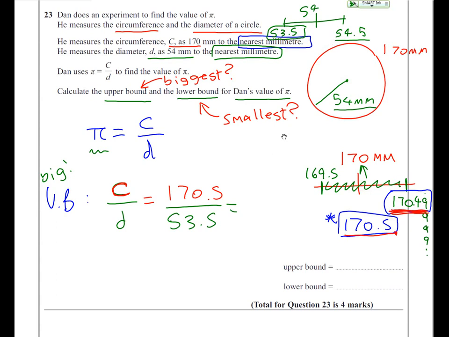53.5. Put that into your calculator, 170.5 divided by 53.5, and you get the upper bound, if you calculated as fractions, 341 over 107, and if you convert that to a decimal, you get 3. How many significant figures do we want to give it to? Dan's value of pi. Well, does it tell us in the question? Just having a quick read. It doesn't tell us how many significant figures. On my calculator, it's saying 3.18691, etc. So we could just say 3.1869 to 4 decimal places.